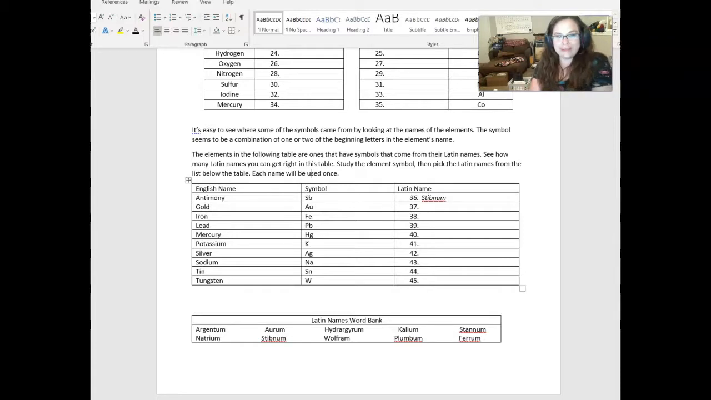The English name of the element is antimony, but the symbol is Sb. So I looked through the Latin names and I found one that had an S and a B. And the Latin name for antimony was stibium, which is how it got the Sb symbol that it currently has.